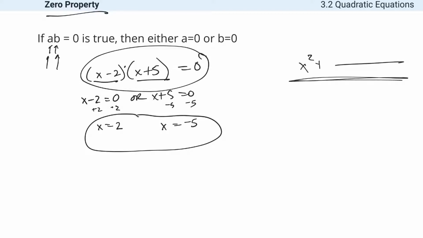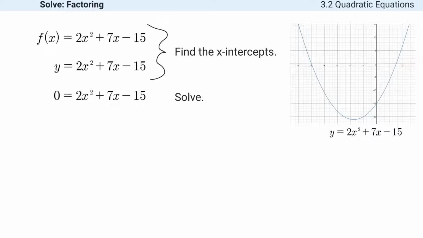So if I have a quadratic like this, one of the tools I can use is to factor it, make it equal to 0. And if I have two things multiplied together to give 0, I can use the zero property to solve. Okay, so here's an example of one. 2x squared plus 7x minus 15. And I want to solve that equation.